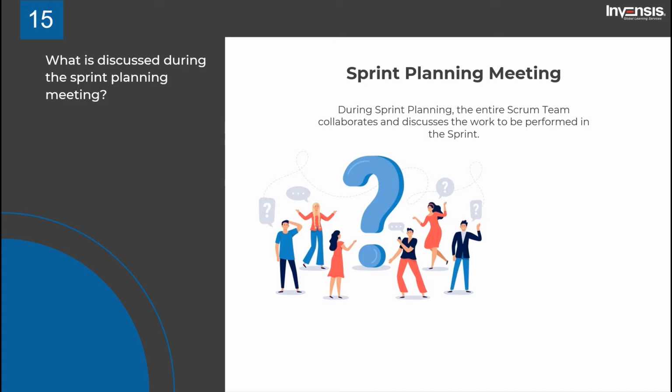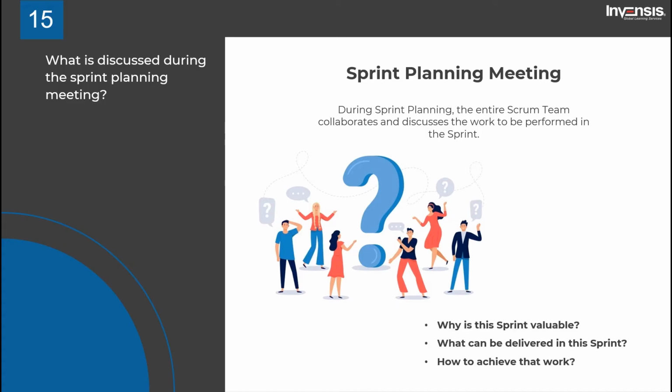To be precise, in this meeting you and your team try to answer 3 questions, which are: why is this sprint valuable? What can be delivered in this sprint? How to achieve that work? By the end of sprint planning, you will have the sprint goal, the product backlog items selected for the sprint, plus the plan for delivering them. These 3 things together are referred to as the sprint backlog.